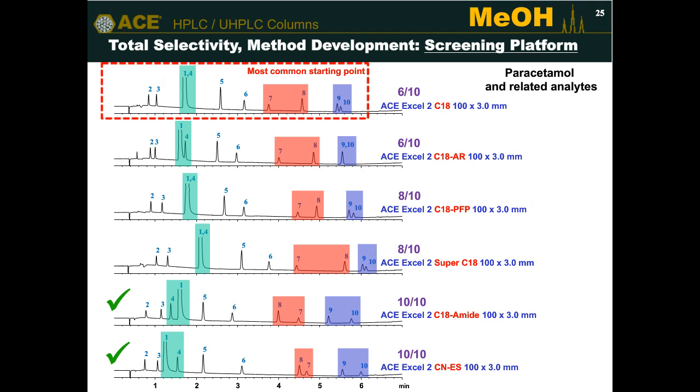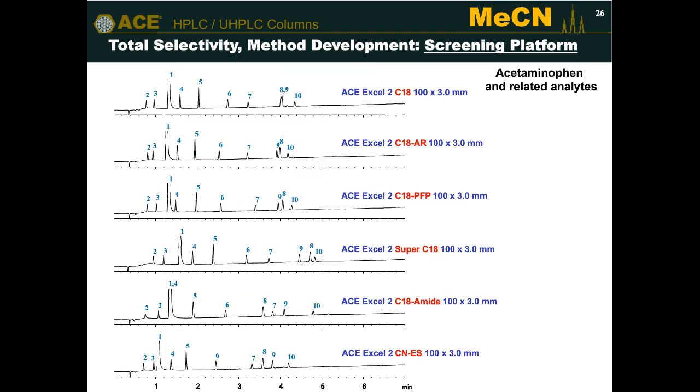What about the acetonitrile data? If we flick over to acetonitrile, we can see again peak 2 is retained, which is good, so we can integrate it and quantify it. And then if we look again at the similar peak pairs, 1 and 4 you can see are separated with the C18, separated with the AR, on the tail a little bit with the PFP, separated with the super, co-eluting with the amide, separated with the cyano-ES. Now 7 and 8 and 9 and 10 peaks start to mix together.